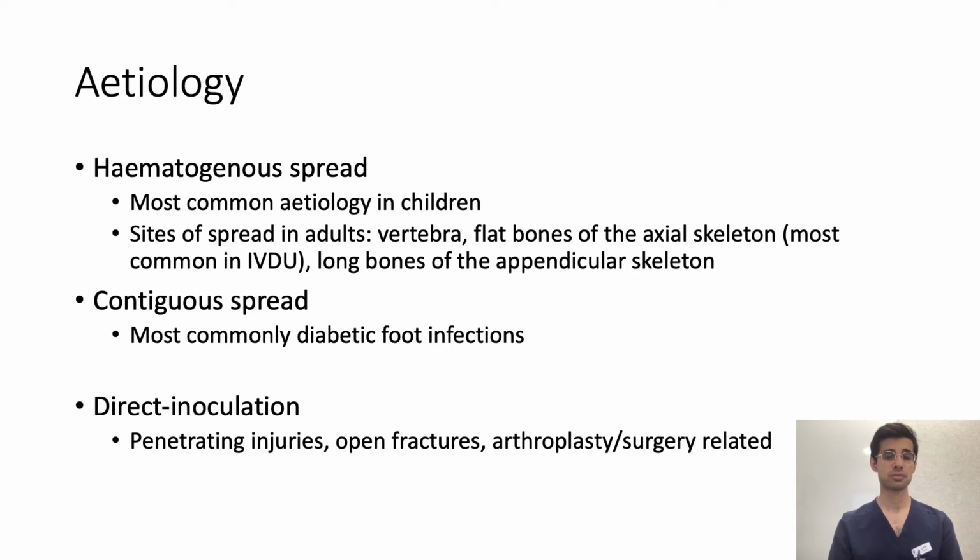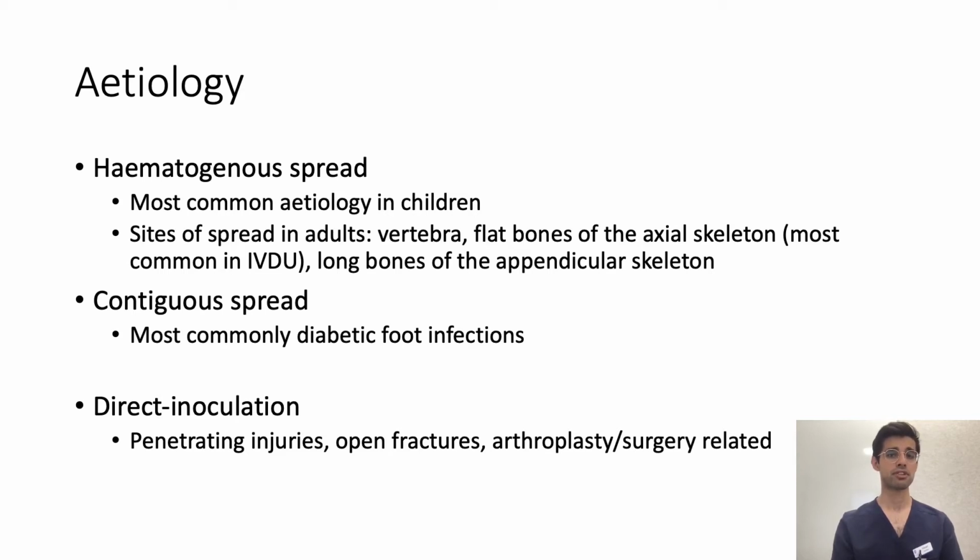In adults, the most common site for osteomyelitis by hematogenous spread are the vertebral bones, followed by the flat bones of the axial skeleton, like the clavicle and the pelvic bones. And this is where IVDU patients most commonly get osteomyelitis. And last on the list are the long bones of the appendicular skeleton. This is in contrast to children, where the most common site of hematogenous spread of osteomyelitis is in the long bones of the body, particularly at the level of the metaphysis, where blood supply is most rich.